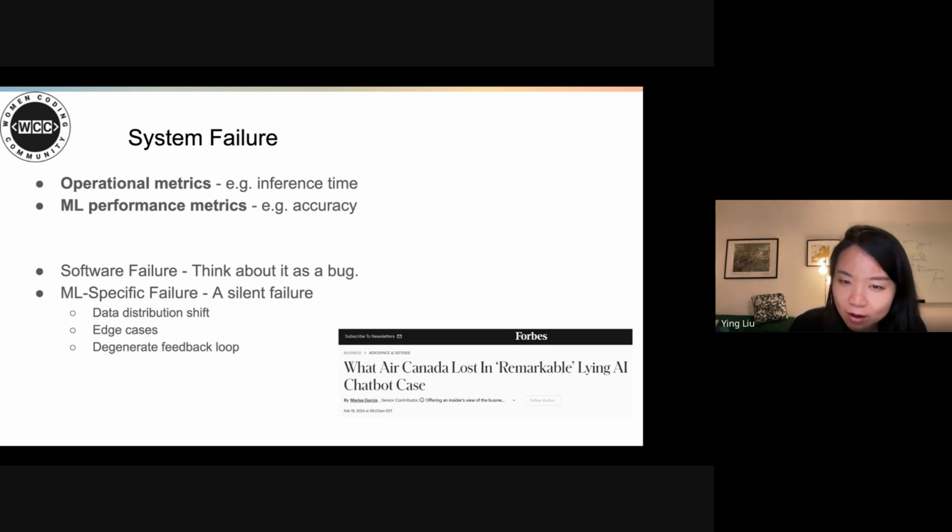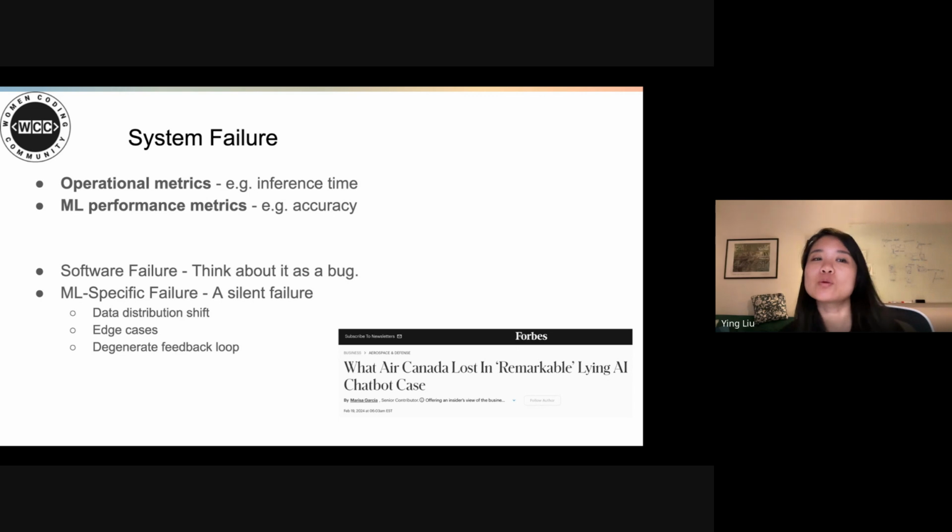just a while ago, last year, Air Canada had a chatbot that started giving out fake discounts and tricked people into buying their tickets somehow. I don't think it was intended, but this is definitely one of the very obvious silent failures we observe in machine learning, especially in large language models.